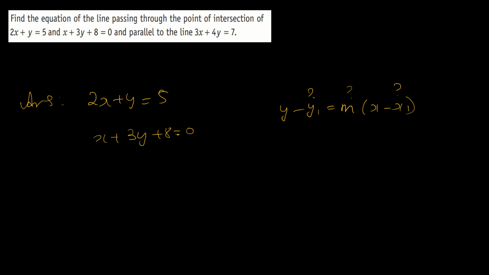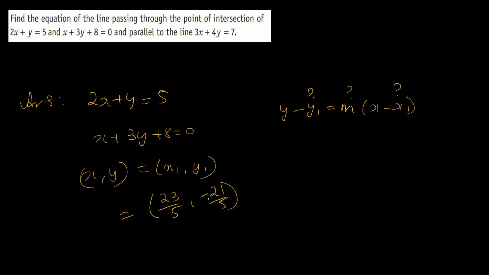So in order to find x1, y1: this line is passing through the point of intersection of these two lines. So we can solve these two equations to find x, y, which is our x1, y1. After solving these two equations, we will get our x, y as 23/5, -21/5. This will be our x, y, because we have to find the point of intersection.